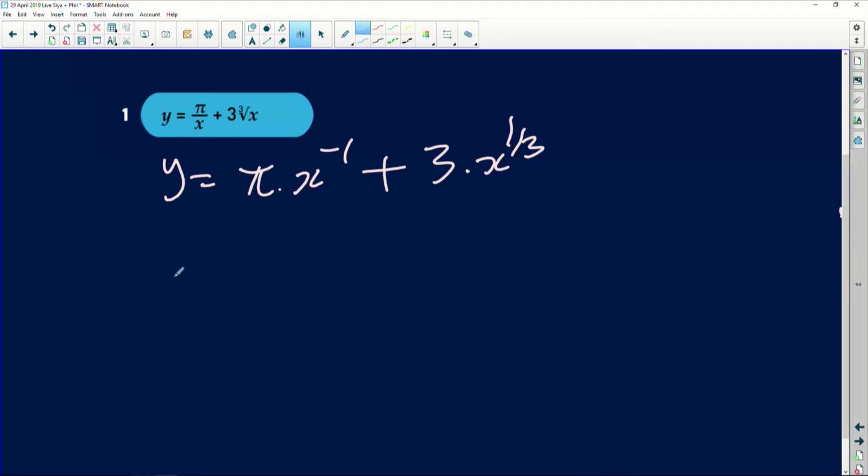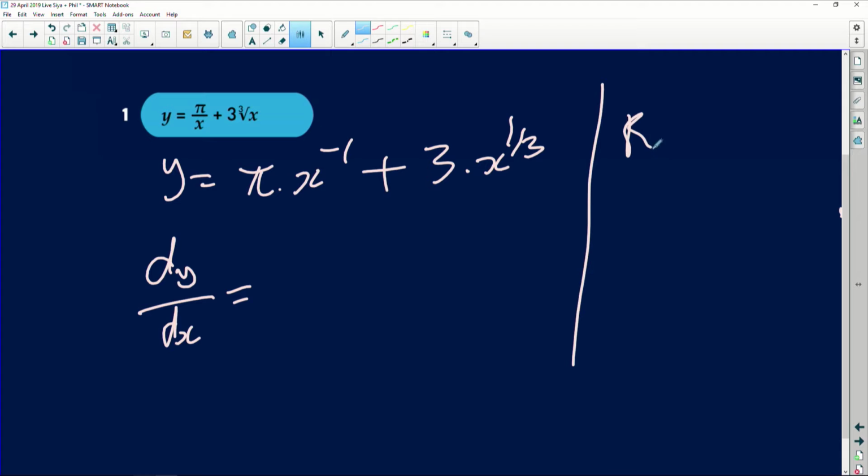From here, you then say my dy over dx. This is where you introduce your dy over dx. Remember what the rule is, if I must just remind you here. The rule is to say if I have x to the exponent of n, it is going to be n x to the exponent of n minus 1. So it's the exponent multiplied by the coefficient, then exponent minus 1.